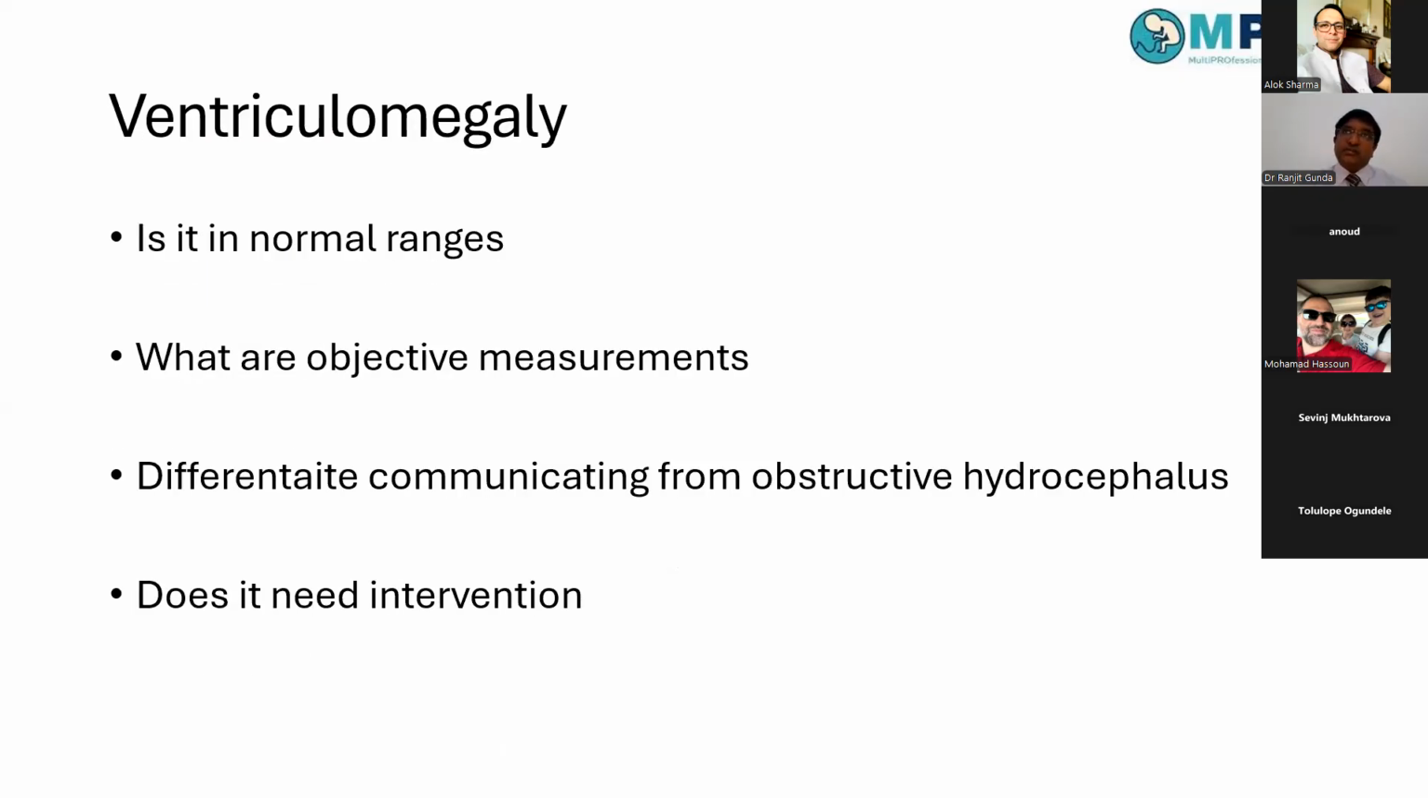So when we see ventriculomegaly, like the second scan shows us, a beautiful example from Dr. Nashwa, where the ventricles are slightly dilated, then the question comes: is it in the normal range? Is it something abnormal? What do we need to do about it? And when to go from there?